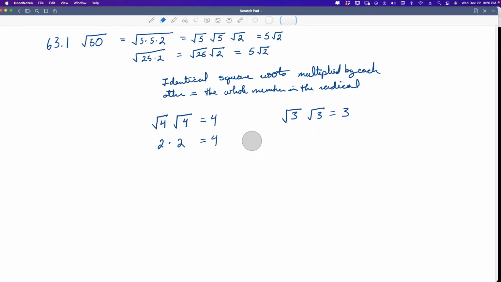Okay? All right. Just remember, identical square roots multiplied by each other, like square root of 4 times the square root of 4, is equal to the whole number inside of this radical. That is the way it works, and that's the way we're going to do our problems. Okay?